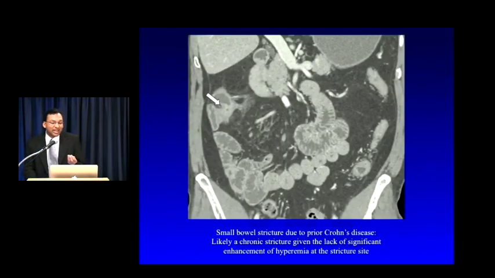Here's another example. Again, a stricture of the bowel, maybe a little bit of stranding in the adjacent mesentery. We thought that this was probably chronic given the lack of enhancement at the affected site, but the truth is it can be quite difficult. And sometimes you're just going to have to say age indeterminate in terms of the stricture.